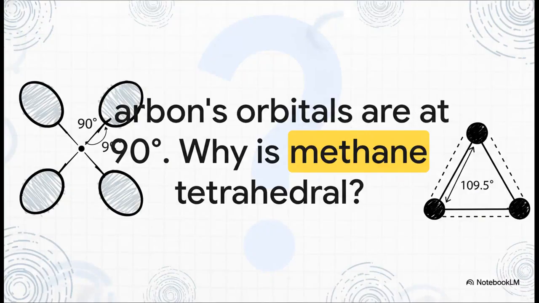Okay, here's that classic puzzle. A carbon atom has 3 of those dumbbell-shaped p orbitals, and they're all oriented at 90 degrees to each other along the x, y, and z axes. So you'd think that if carbon just used those orbitals to bond, a molecule like methane, CH4, should have 90-degree angles, but it doesn't. We know for a fact methane is a perfect tetrahedron with bond angles of 109.5 degrees.